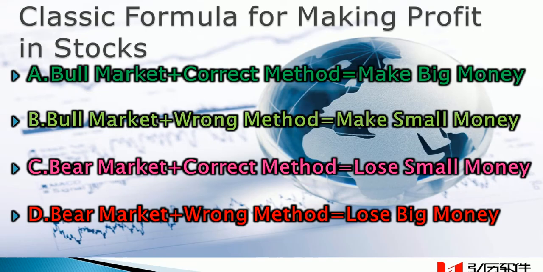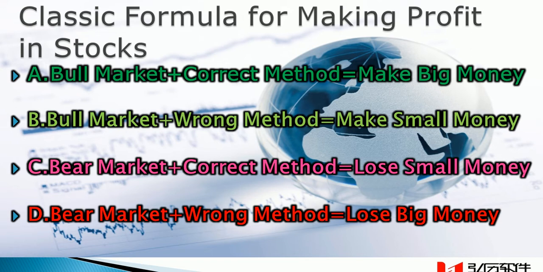Okay. So firstly, let's see this one. This is the classic formula for making profit in stocks. The first one, bull market plus correct method, you can make big money, right? If you buy stocks in the uptrend, you have 80% for making profit. Then if you have the correct method, you know when to buy, when to sell, and you can make big money.